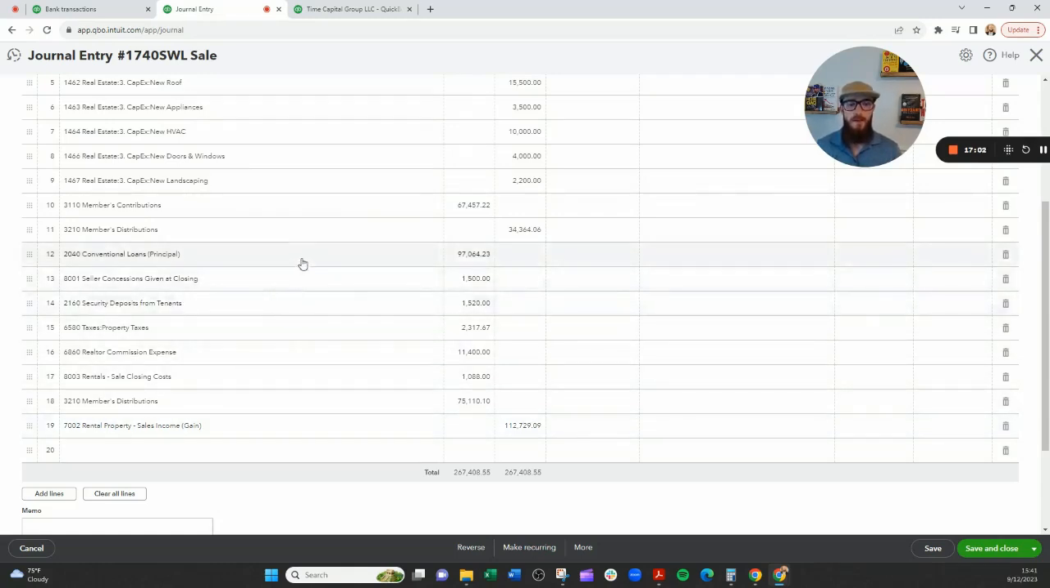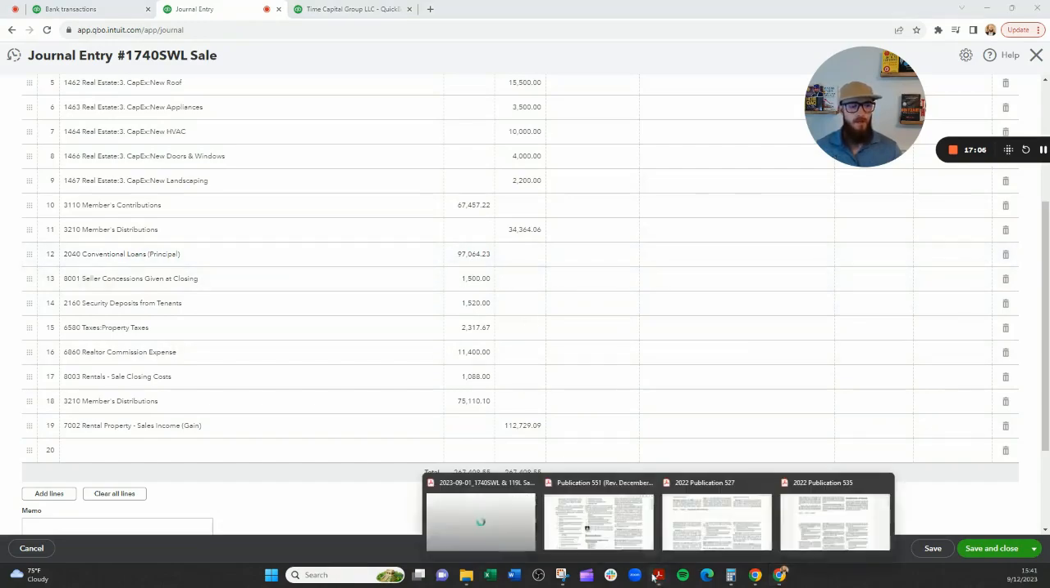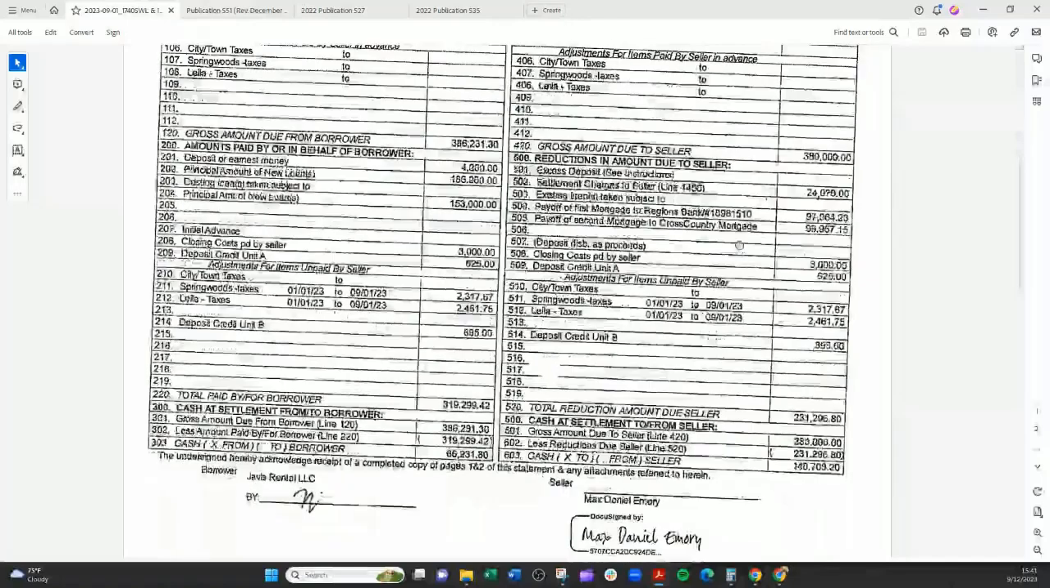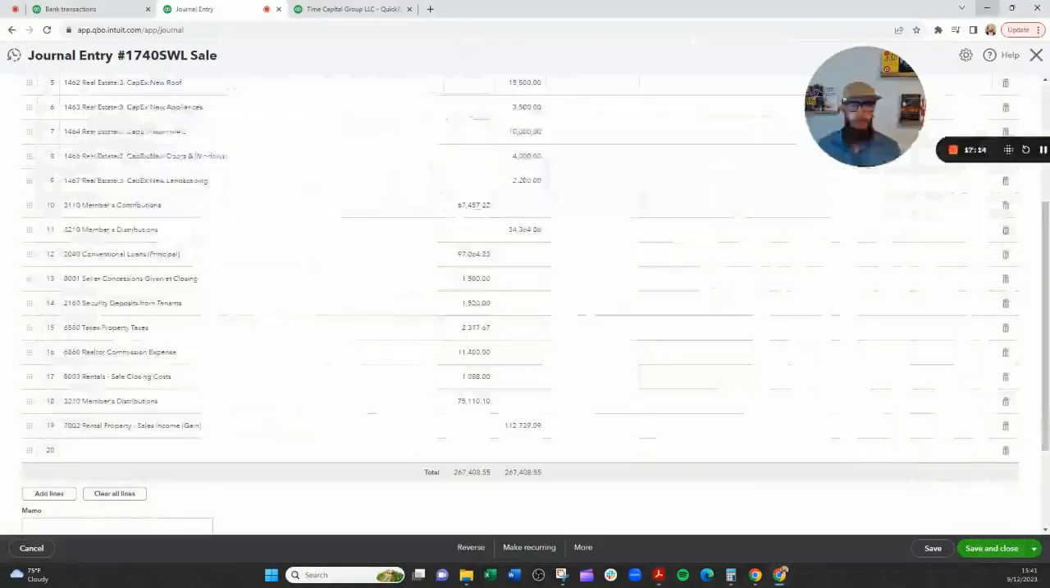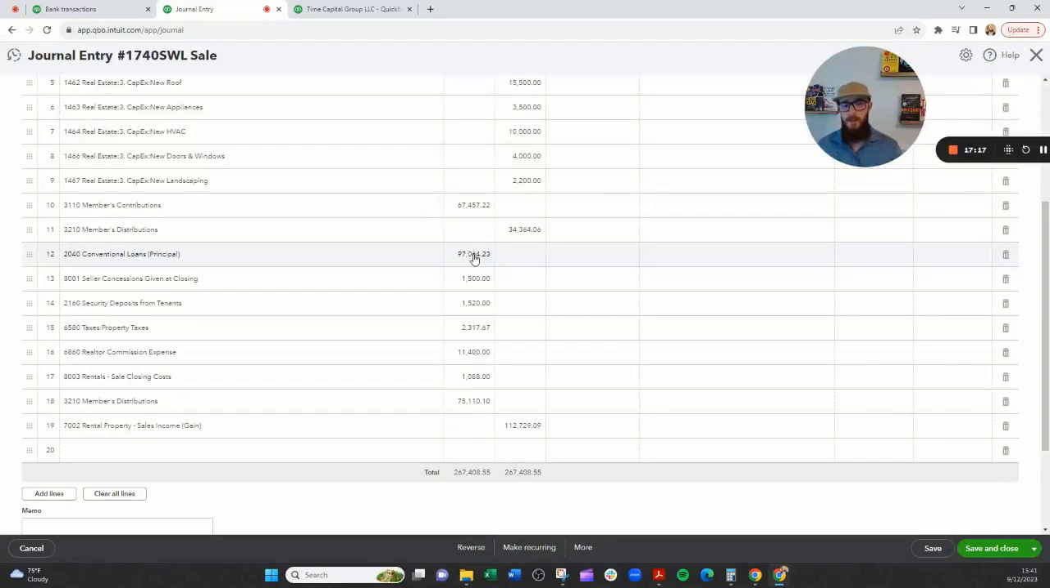So with the HUD statement, we are starting with paying off that loan. If we go back to our HUD statement, the loan we are concerned with is the Regions Bank, so 97064 and some change. That's what we have here. Liability account, you're going to debit it to cause a negative in the account to zero it out.